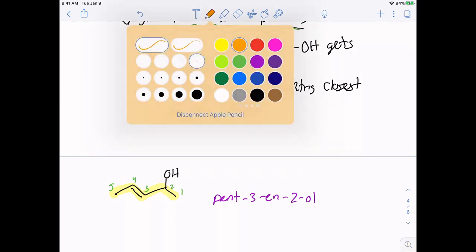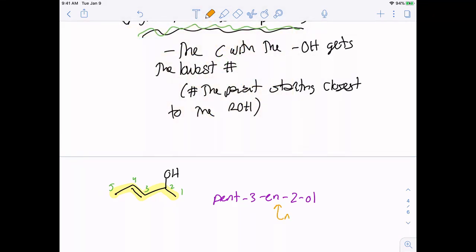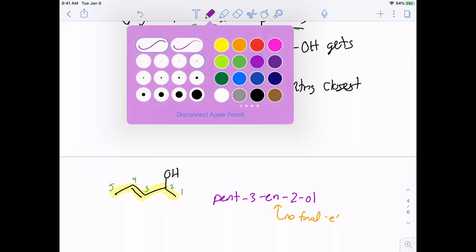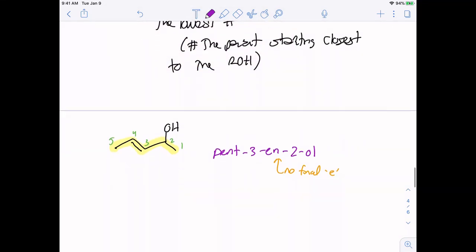Again, note, no final E. I just think of that final E as the end of the word name, and since it's not the end, it doesn't go there. I know there's kind of a lot of weird rules. You need to do practice. There's practice problems in the book and extra practice problems. If I was to do it the other way, pent, the 3 is going to go in front, ene 2-ol.